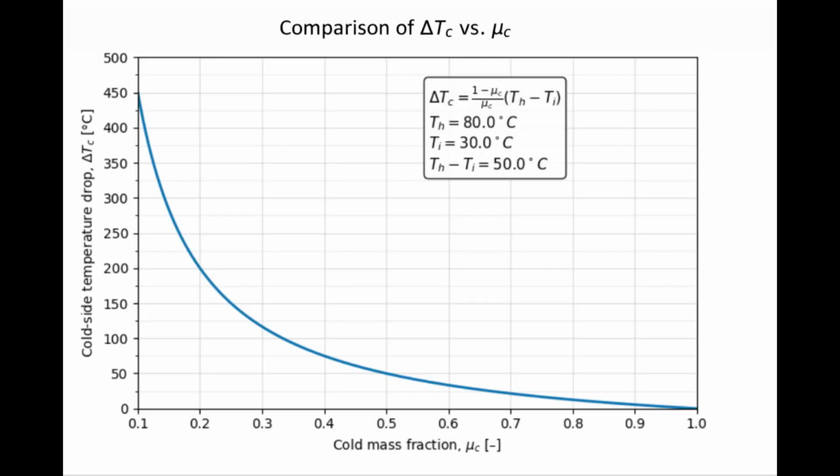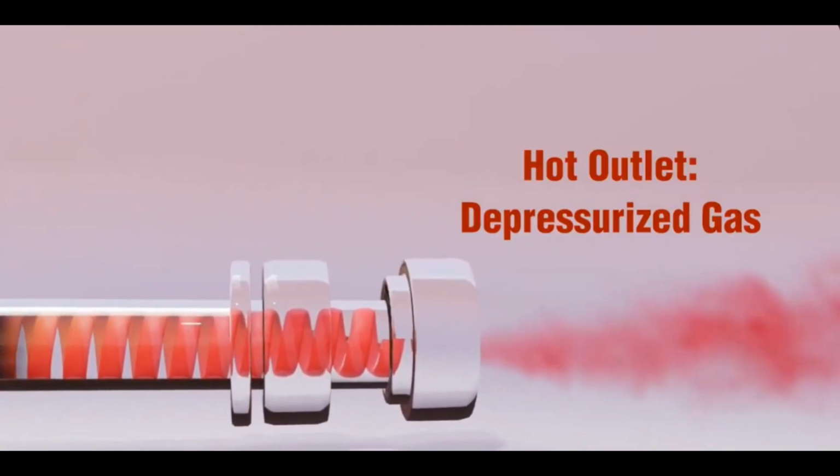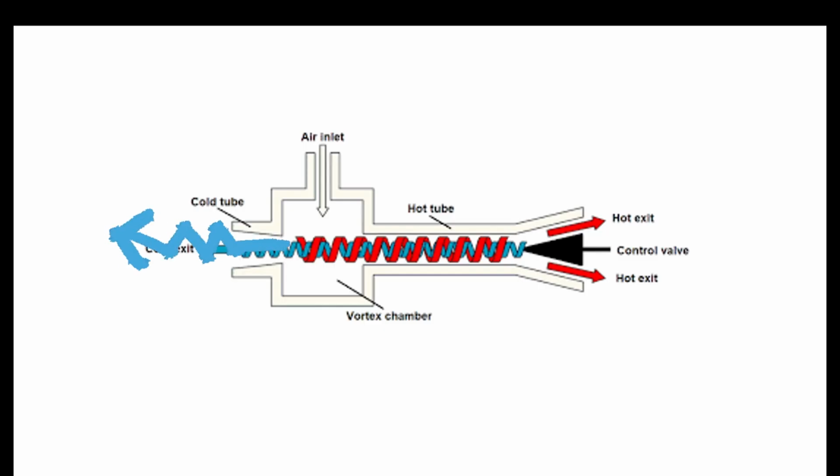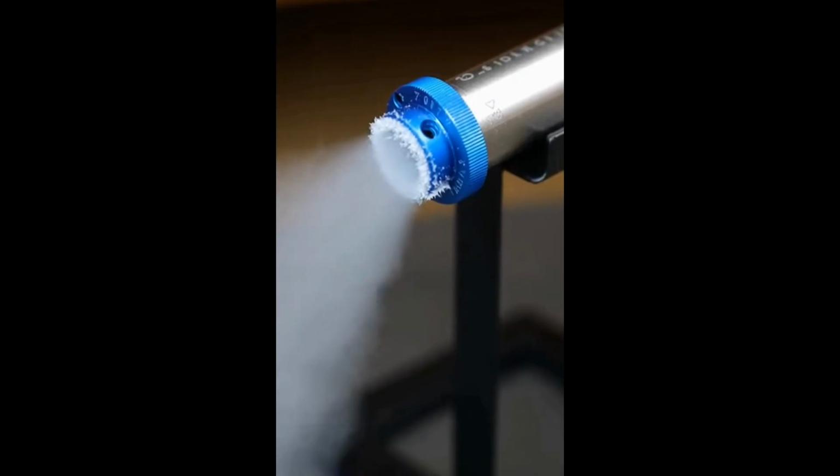A smaller cold fraction can produce a colder cold stream. A larger cold fraction gives you more cold air, but usually not as much cooling. And that is exactly why the hot end valve matters so much. By changing the valve restriction, you change the flow split. And when you change the flow split, you change both how much cold air comes out and how cold it becomes.